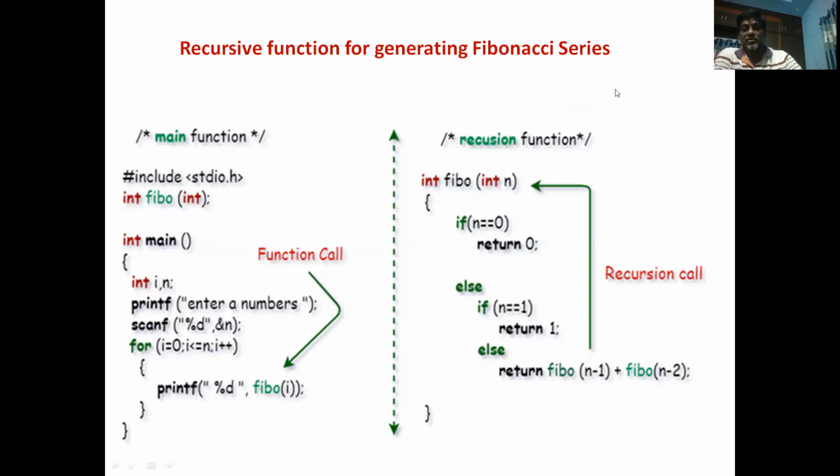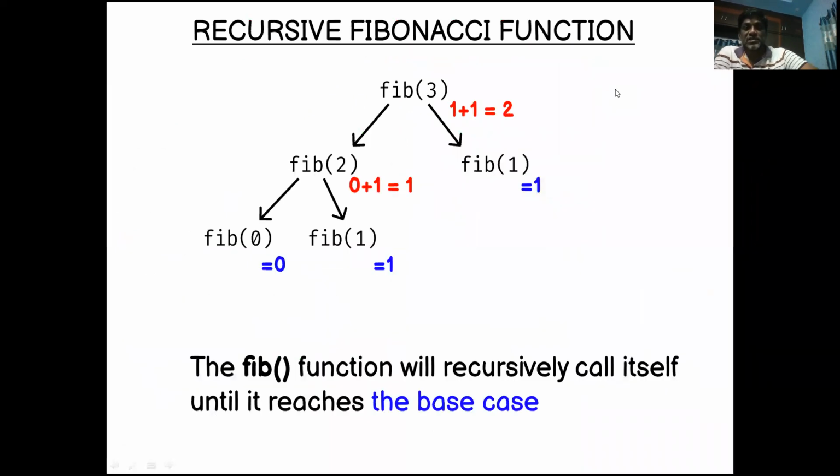Right. Now let us understand this with some pictorial representation. I'm just showing how the function calculates for fib of 3. I'm showing that fib of 3 only. So for fib of 3, it will be divided into fib of 2 plus fib of 1. So the formula is fib of n minus 1 plus fib of n minus 2.